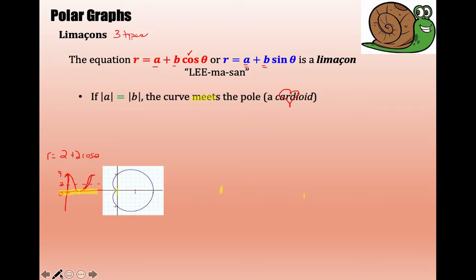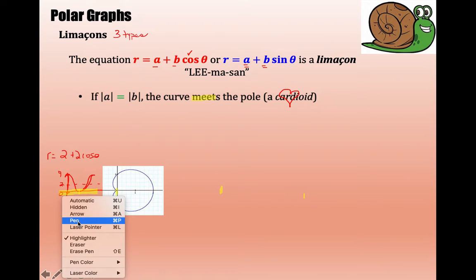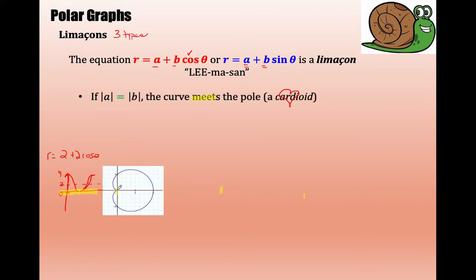And I want you to notice that it's cosine, so it's kind of oriented, if you will, in an x direction. And further, that radius is 4. Crazy.